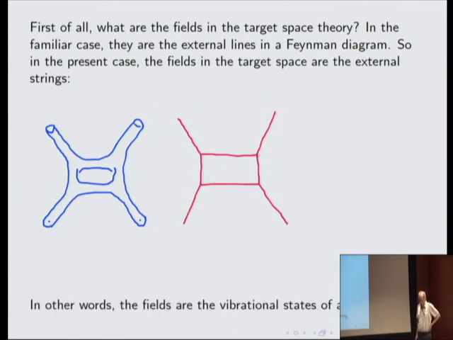In other words, the fields are the vibrational states of a string. That statement should come as no surprise, but the operator state correspondence told us that we could get a tube out of nothing by making a conformal transformation. So instead of having an external state, we could have just had an operator inserted at a point on the world sheet. You'll see in a moment why that's important. There's no analog of that in field theory.